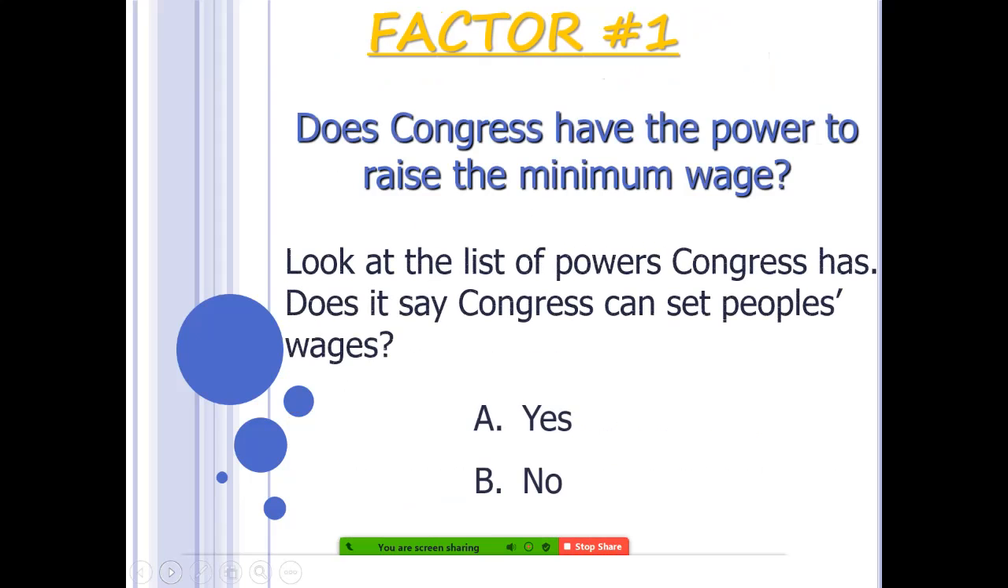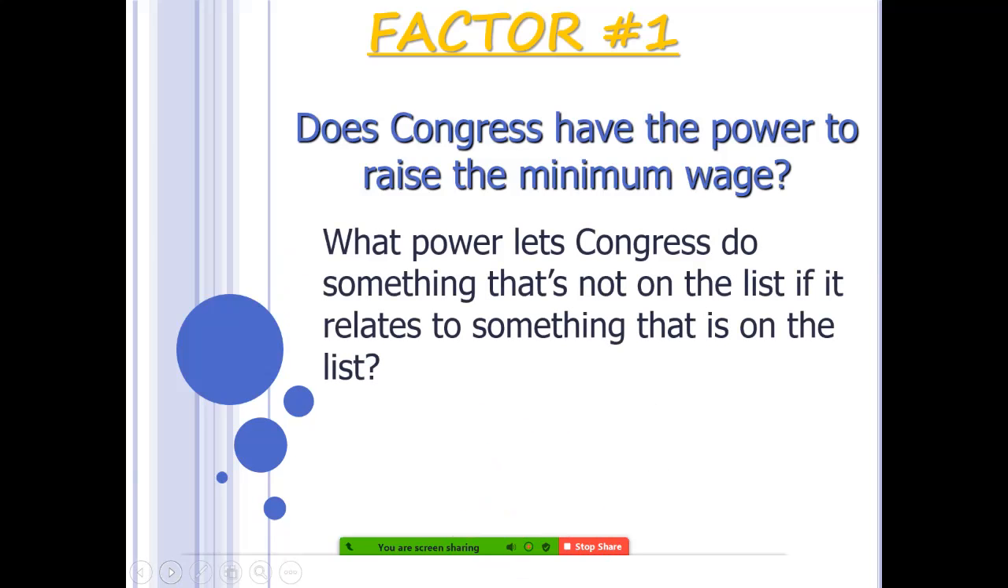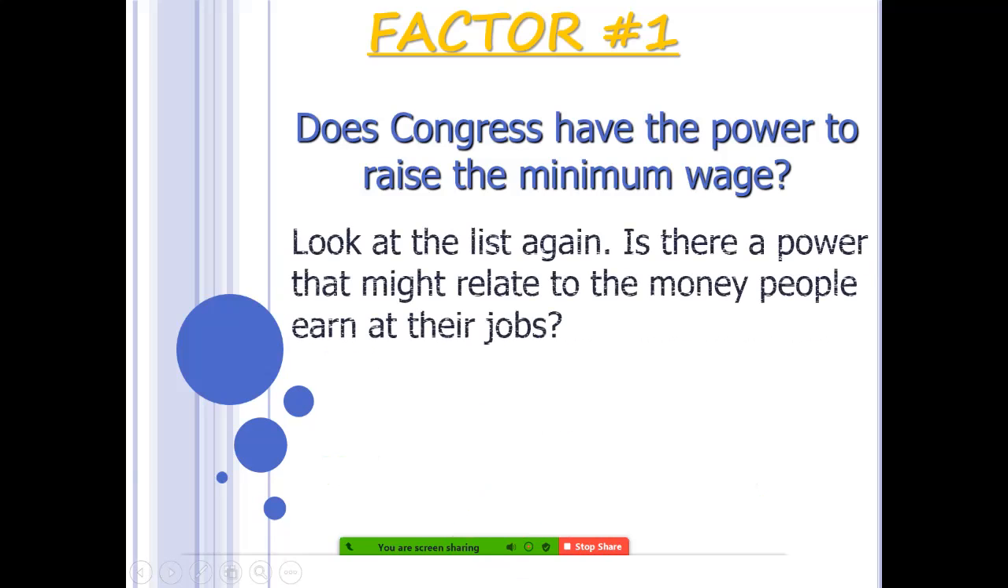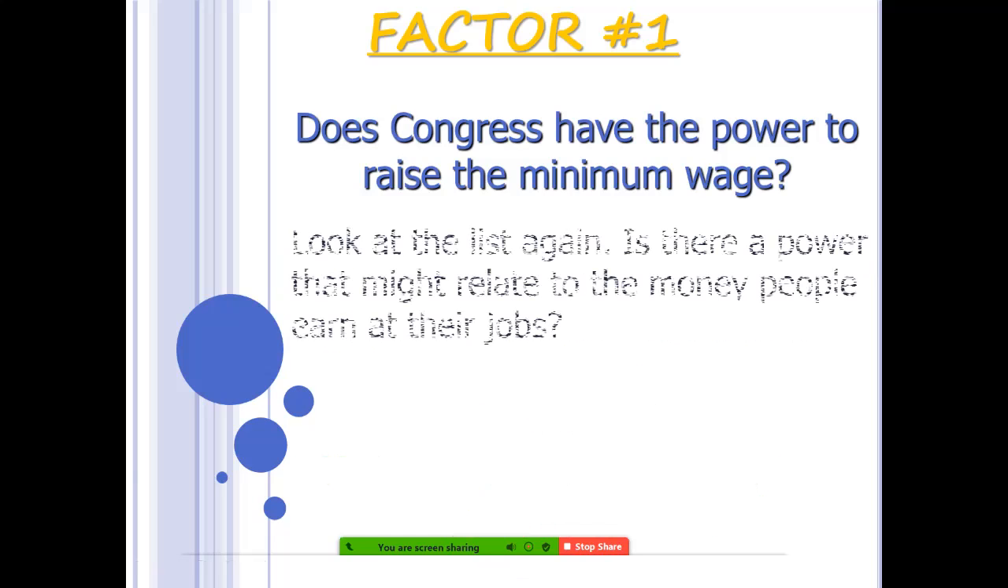Look at the list of powers Congress has. Does it say Congress can set people's wages? No, it doesn't say that. What power lets Congress do something that's not on the list? If it relates to something that is on the list. Mark any laws necessary and proper for laws on the list.